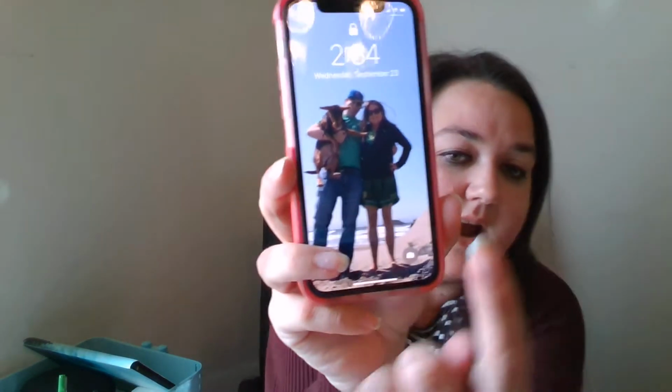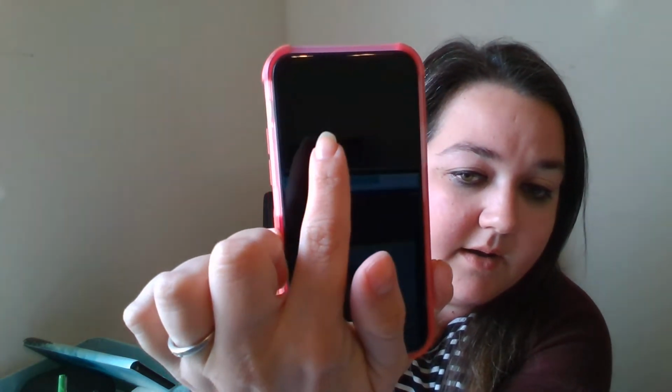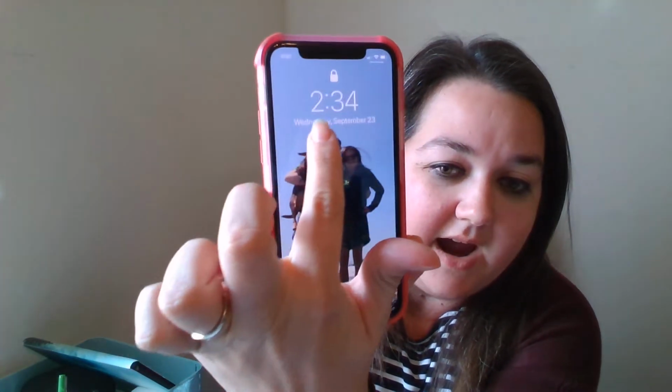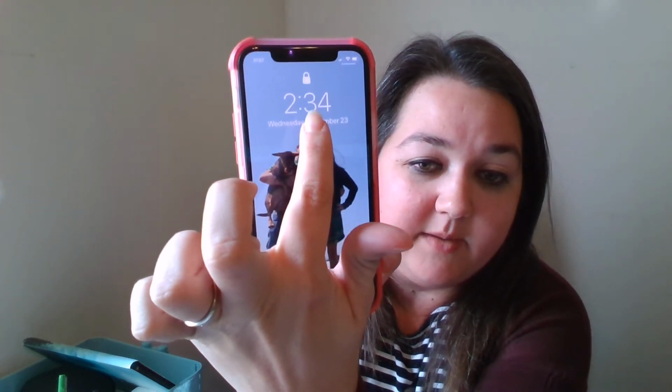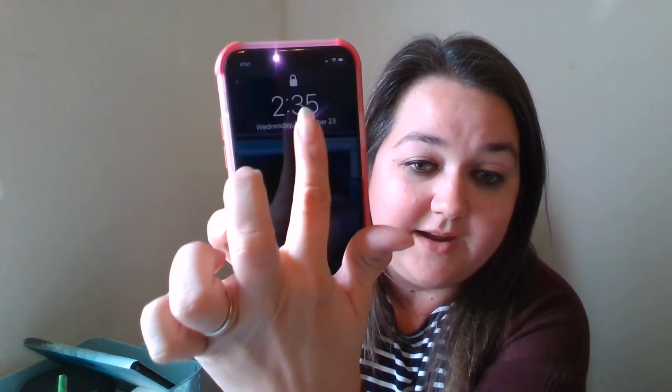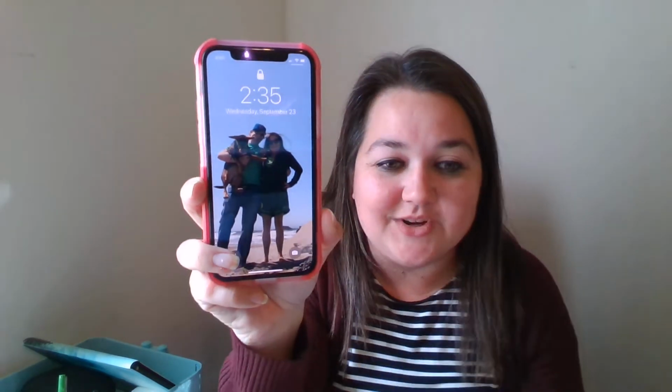And then the other type of clock that we will talk about throughout this unit is a digital clock. So a digital clock looks like this. It has the hours on this side, and then the colon, and then it will have the minutes, which is 35. It just changed. So those are our two types of clocks that we will talk about throughout this unit.